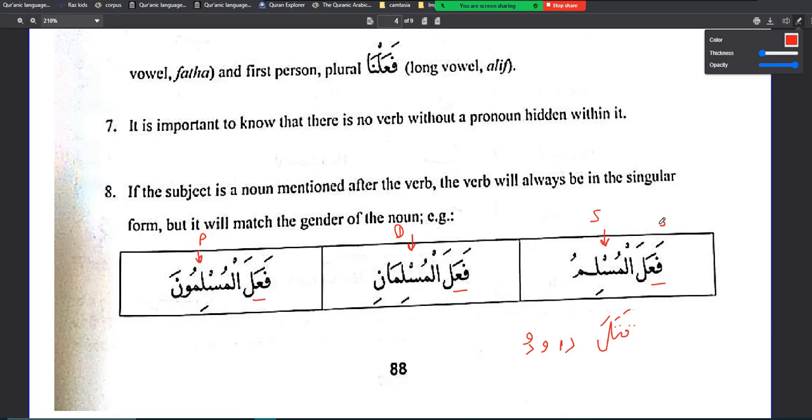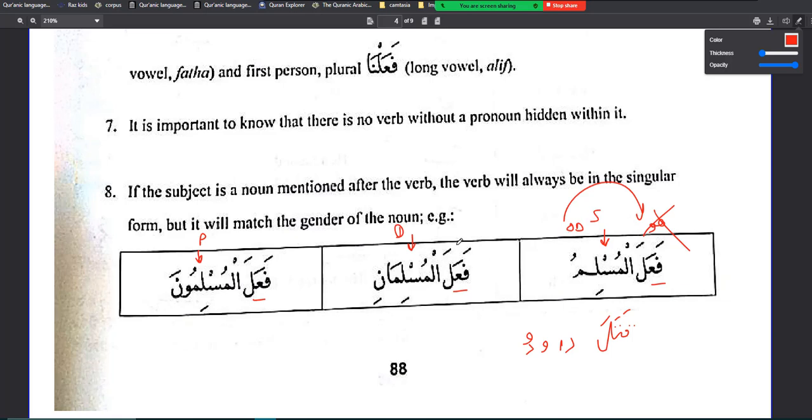Now, see, the doer is huwa here, but if I just say fa'ala, what would be the translation for fa'ala? He did, right? But when there is a doer after it, then this will be replaced with the outside doer. This is called the outside doer. So the outside doer will take the place of the inside doer huwa. So instead of saying he did, you will say the Muslim did.